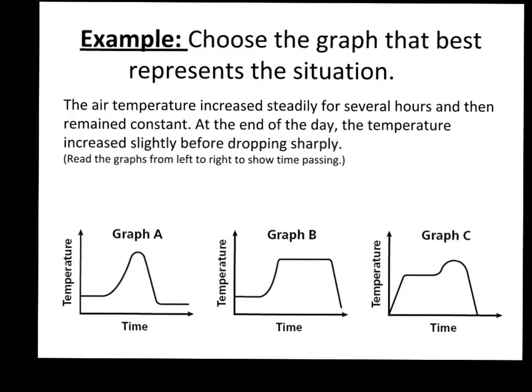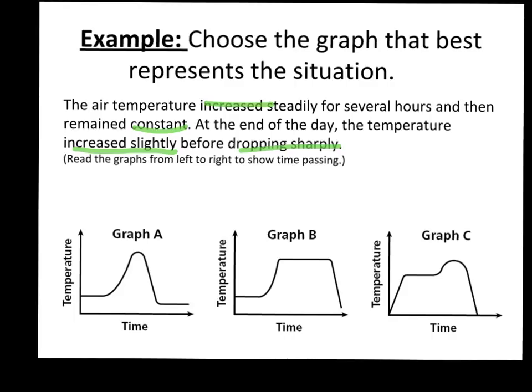Okay, next example, choose the graph that best represents the situation. So the air temperature increased steadily for several hours and then remained constant. At the end of the day, the temperature increased slightly before dropping sharply. So I've underlined the important words there. And we're going to find what matches.